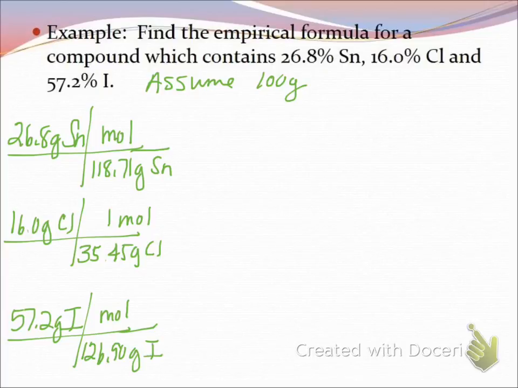Is that 90 on the bottom? That's 126.90. Yeah, I'm kind of running out of space down there. It's hard to write down there because it gets to words.